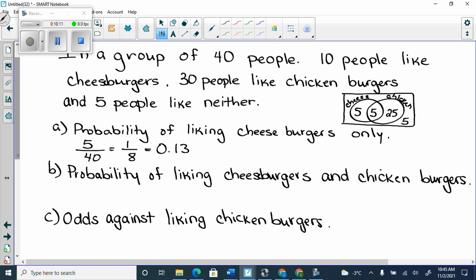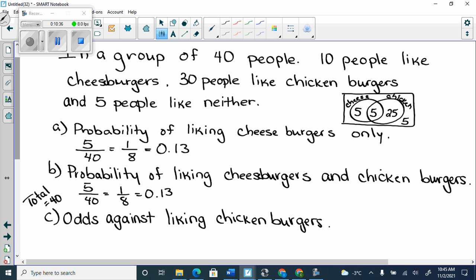Probability of cheese and chicken. How many are in cheese and chicken? There's 5, correct? Out of 40. It's the same answer. 1/8. 0.13. Now odds. Odds should total to what in this question? It should total to 40, correct? So if we have one, we have the other, because it should add to 40.